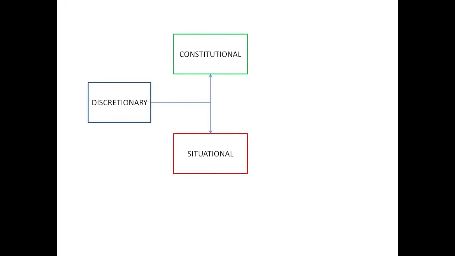What are the discretionary powers of the Governor? Discretion doesn't mean that he can take a decision on his own self-interested discretion. These discretionary powers are very well given in the Constitution. So what are the discretionary powers of the Governor? The discretionary powers of the Governor are classified into two types. One is constitutional and another one is situational.